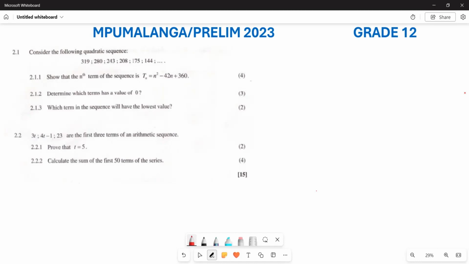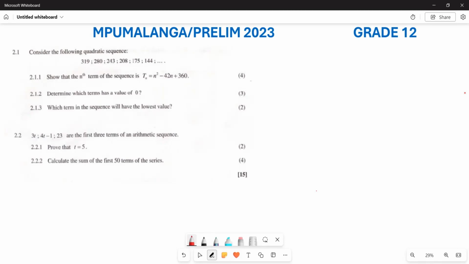Basically, in this particular video, we are going to be focusing strictly on our prelim paper, which is the Mpumalanga 2023 paper, and see what questions they were given in there. The first question says, show that the nth term of this sequence is Tn equals n squared subtract 42n plus 360. So this one is going to be very much easier.